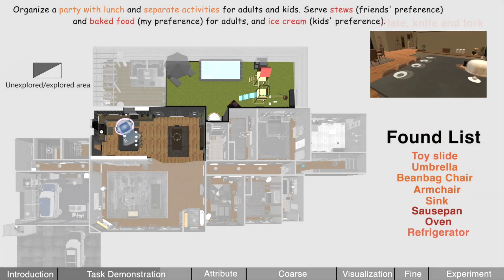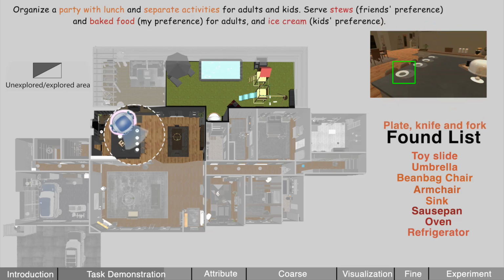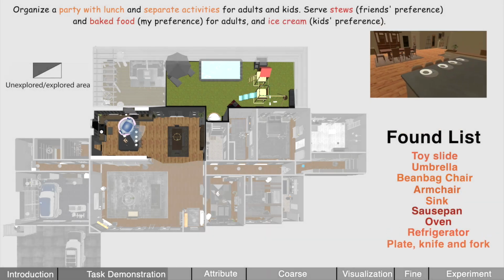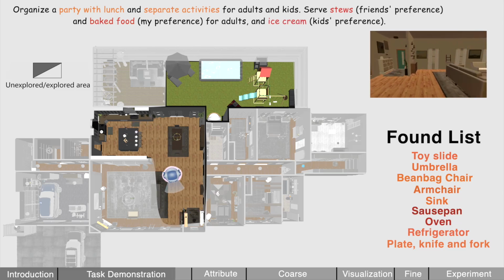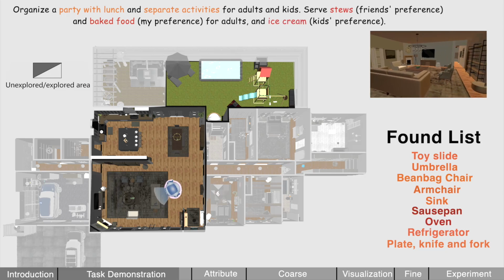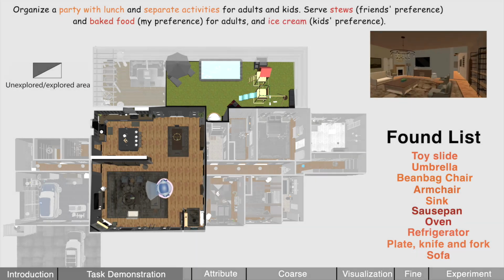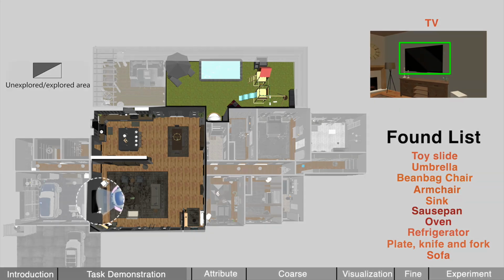To prepare for dinner, the agent found plate, knife, and fork. The objects needed for lunch have already been found. The agent walks out of the kitchen area and into the living room area, looking for rest and entertainment, like sofa and TV. Ultimately, the agent visits several areas and meets the user's basic demands and some of his preferred demands, but does not find the ice cream.